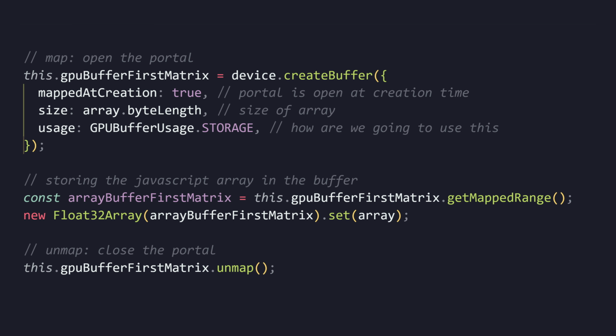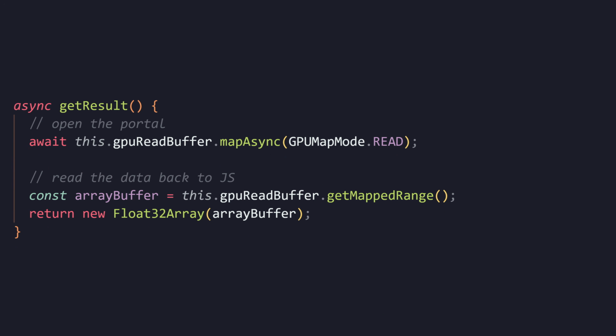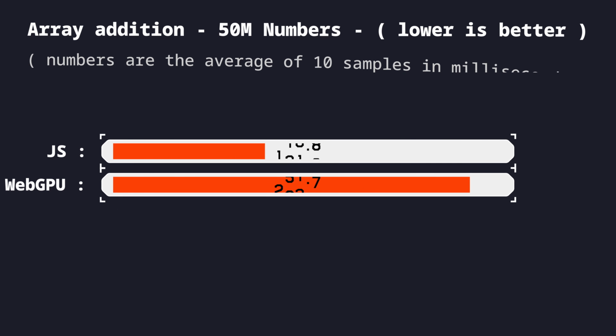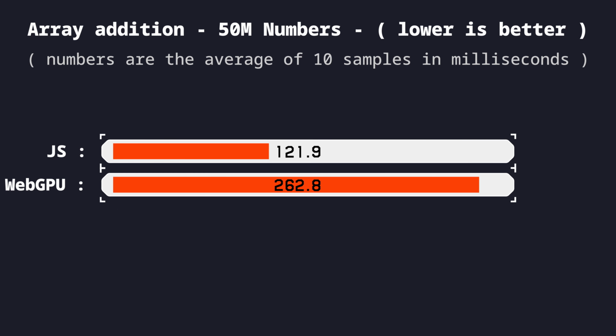In order to send our two arrays to the GPU, we need to create two GPU buffers. A GPU buffer is an array that lives on the GPU, or at least that's how I think about it. We're going to copy the data from our JavaScript array to this GPU buffer like this. When our compute shader is done computing, we need to send this data back to the CPU. With the cost of this in mind, the speed comparison is going to look like this. And again, we're slower than normal JS.